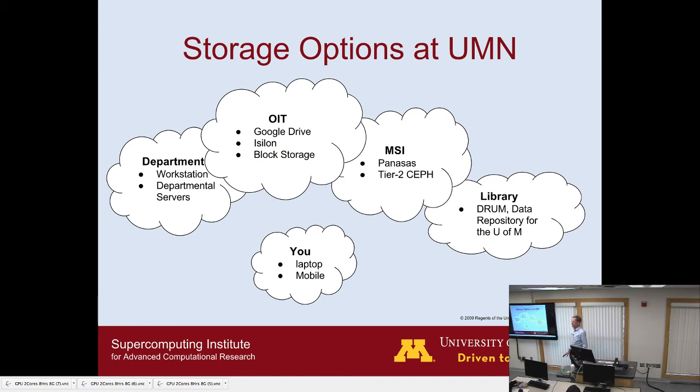So if you're new to the university, you're going to hear a lot about storage, and I wanted to put us in perspective as far as other storage systems on campus. We're not the only storage system on campus. From your perspective, we primarily support this high-performance storage, which we call Panasas, and Tier 2, which is actually back-ended by Ceph, and you don't need to worry about the Ceph part. But remember, OIT, our central IT organization, also supports things like Google Drive. They also have Isilon storage, and they have dedicated block storage as well. So those storage systems are also available for you.